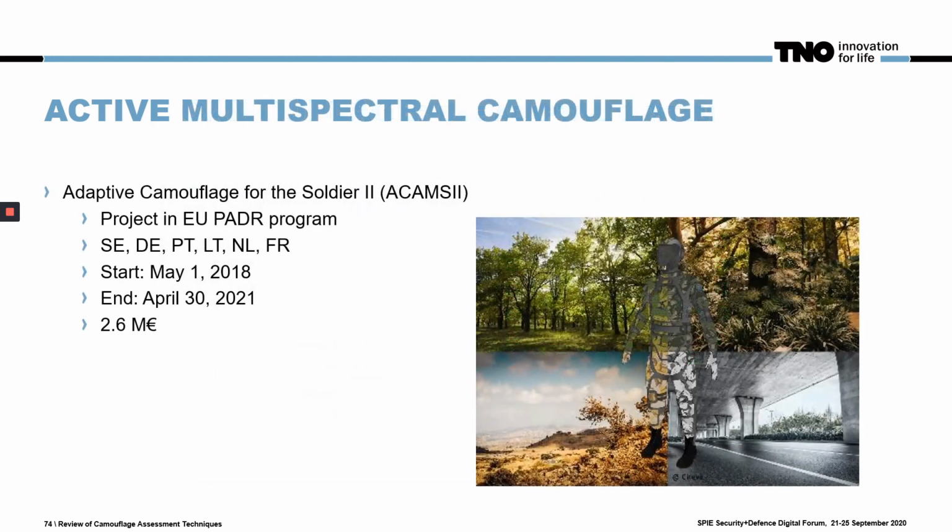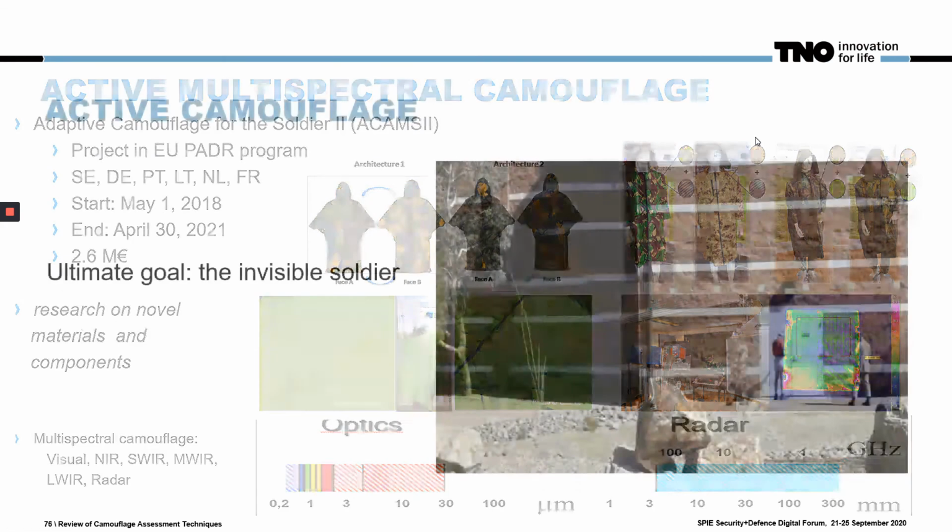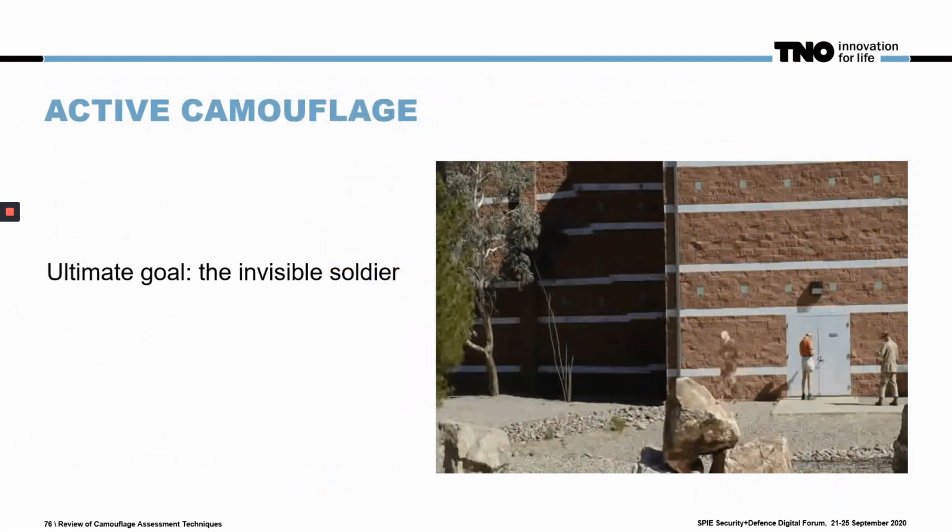The European Defence Agency ACAMS-2 project is currently developing an adaptive multispectral camouflage system for the soldier. The final system will include a combination of several active and passive technologies, providing protection against radar, infrared, and visible sensor threats. The ultimate goal is, of course, the invisible soldier.